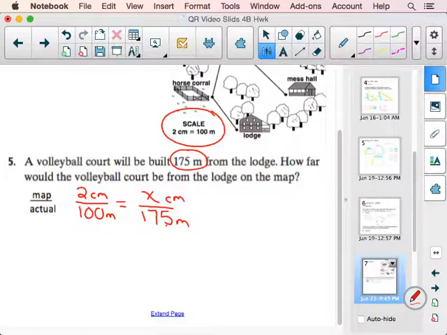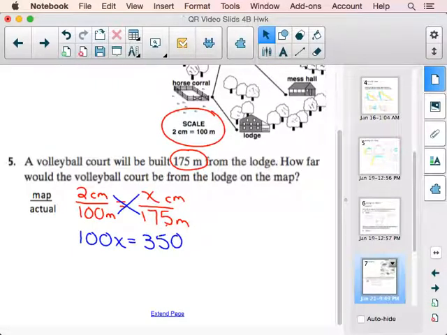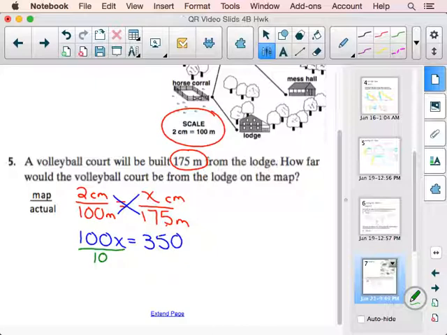And then we're going to solve this just like we solved all our other proportions by cross multiplying. So you're going to do 100 times x, which is 100x, is equal to 175 times 2, which would be 350. And then to solve that proportion, you're going to divide to get the x alone. So divide each side by 100. And that'll give you just 1x, or x, is equal to 3.5.